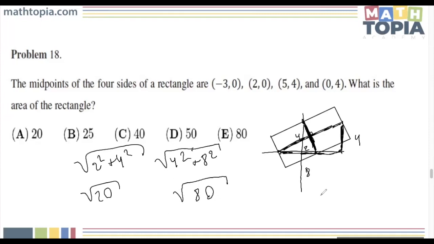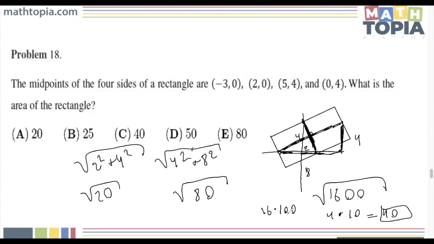So if we multiply these two together in order to get the area, we'll end up with the square root of 1600. And if we take the square root of this, well, this is just 16 times 100. So we break them up into two, and we get 4 times 10 when we take the square root of each of them, and this will just become 40. C.